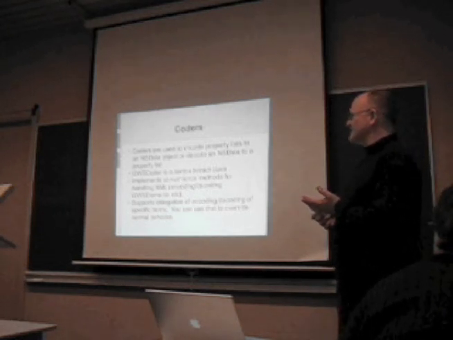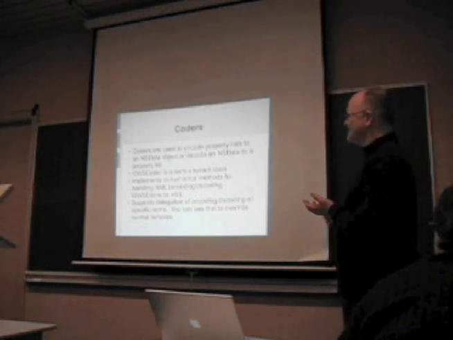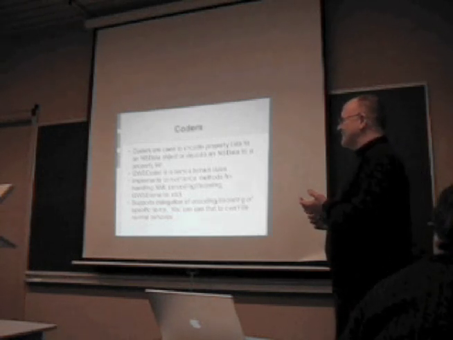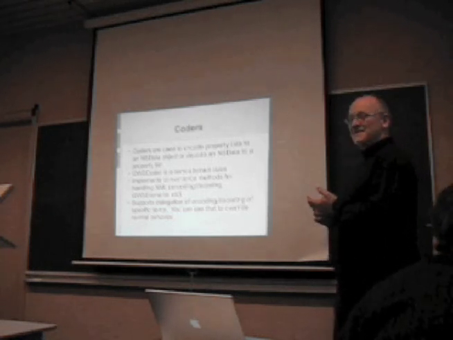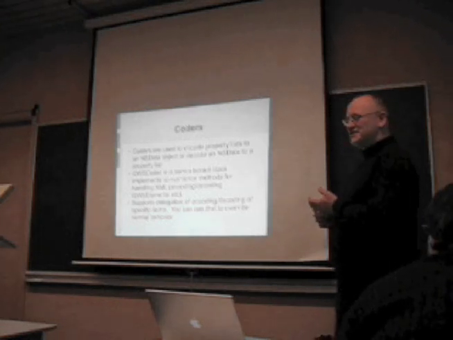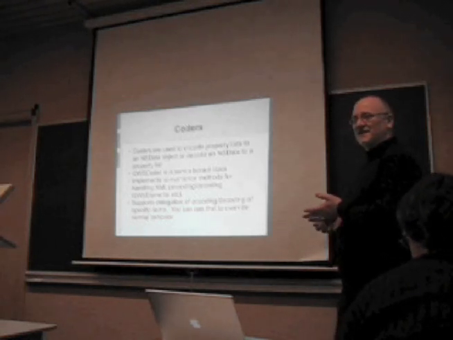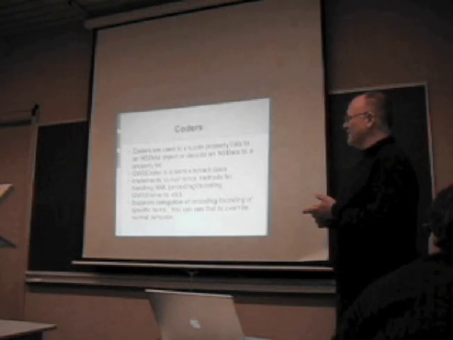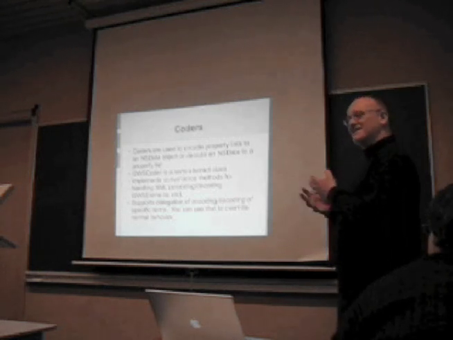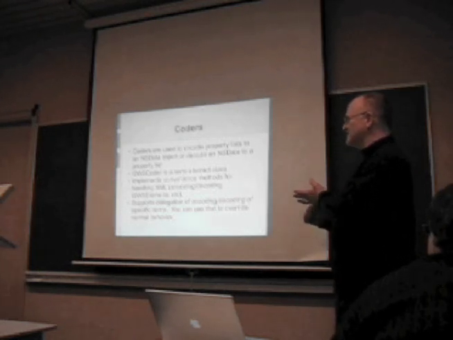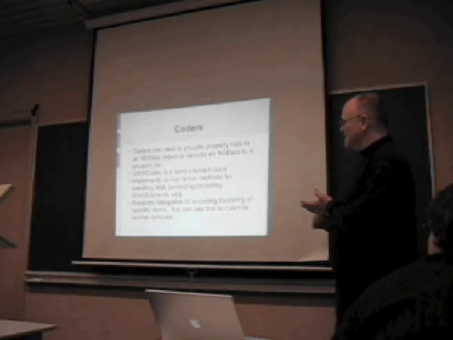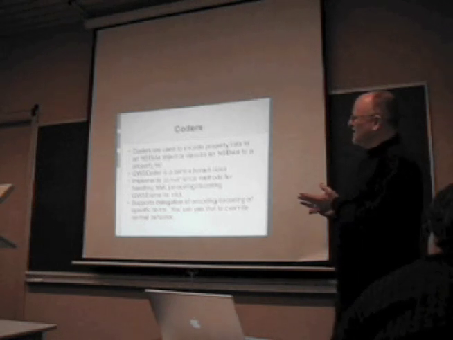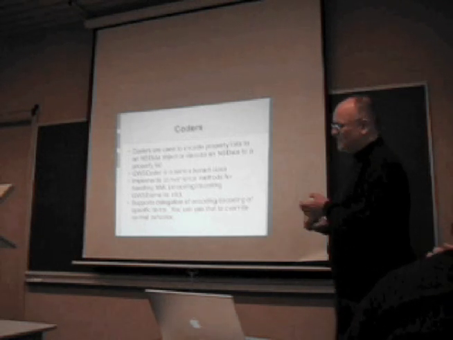It's a semi-abstract class, which means it does some things, but it doesn't do everything that's actually declared in its API. So it has convenience methods for handling XML, encoding, decoding, using GWS elements, so it can handle the serialization and deserialization for an XML document. But it also has other methods for handling the delegation of encoding of specific items. And it has, as I said, the methods for decoding and encoding property lists, which are actually handled by a subclass.